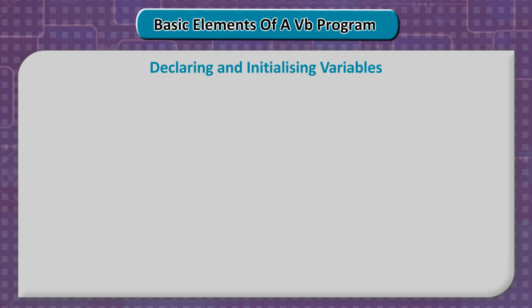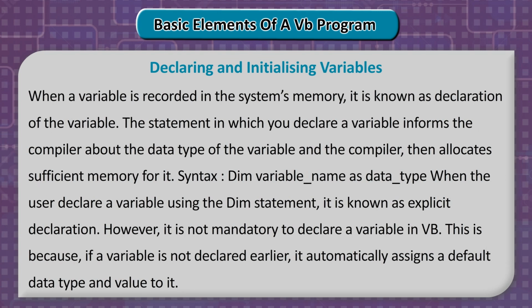Declaring and initializing variables. When a variable is recorded in the system's memory, it is known as declaration of the variable. The statement in which you declare a variable informs the compiler about the data type of the variable and the compiler then allocates sufficient memory for it. Syntax. Dim variable name As data type. When the user declares a variable using the Dim statement, it is known as explicit declaration.